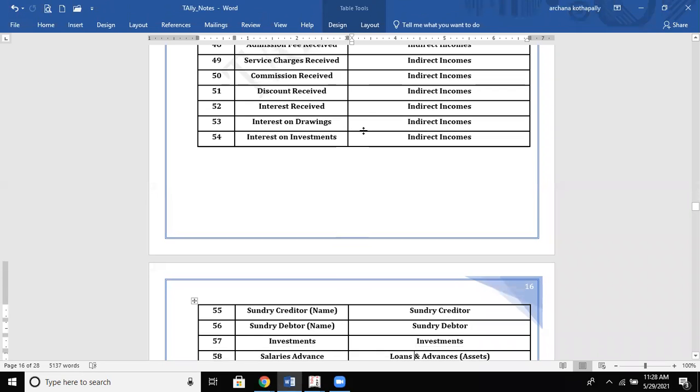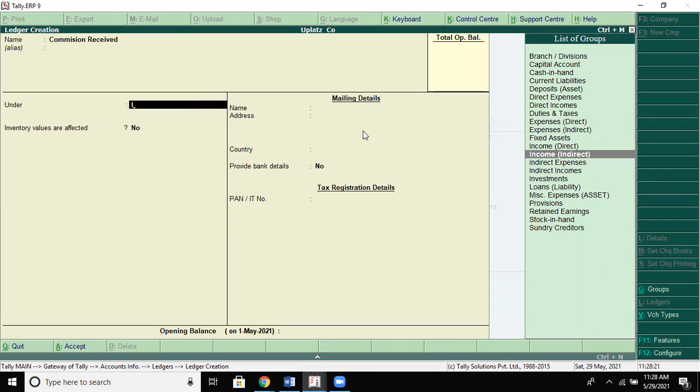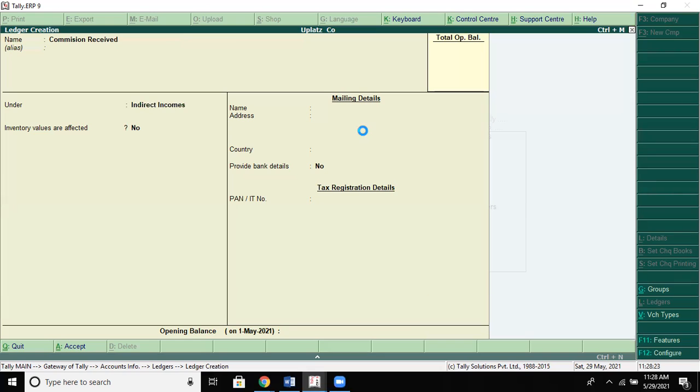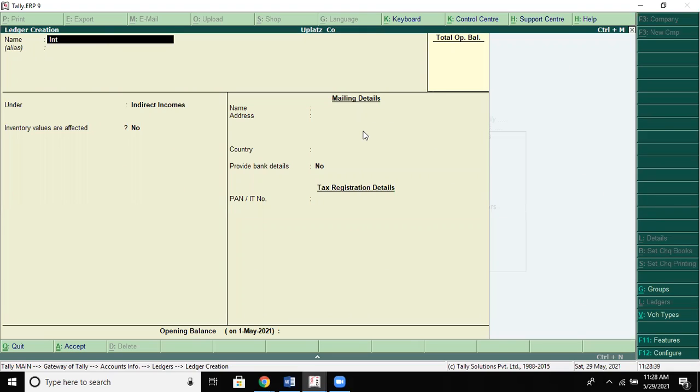Next, commission received. So obviously it is your income. Commission received. So it is your indirect income. Discount received is also your income, indirect income. Interest received is also your indirect income.